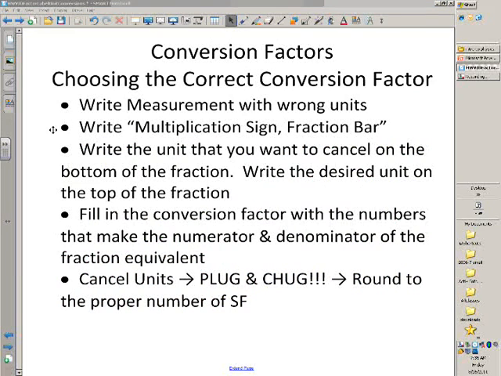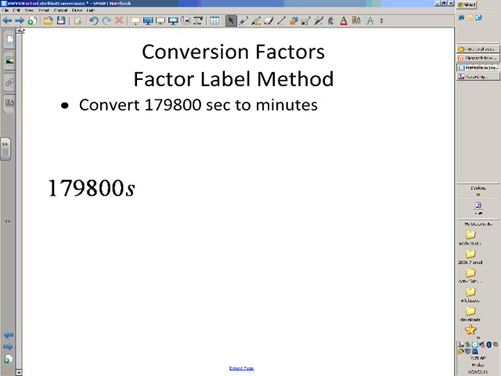So, yeah, this goes through the steps. If you want to pause and read it, you can, but I'm just going to show you how to do it because you should all be familiar with it at this point in time. All right, first problem.